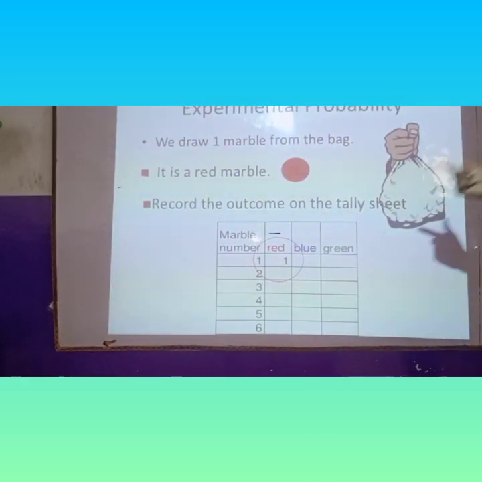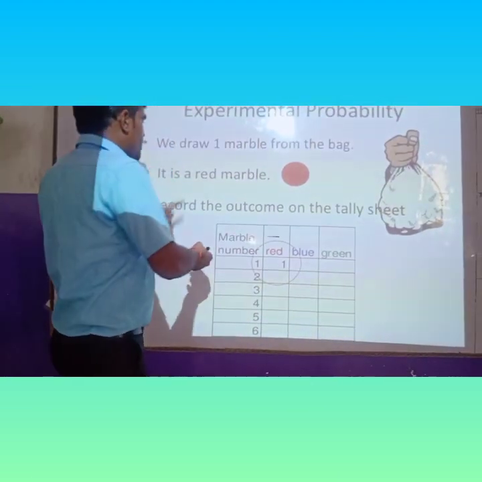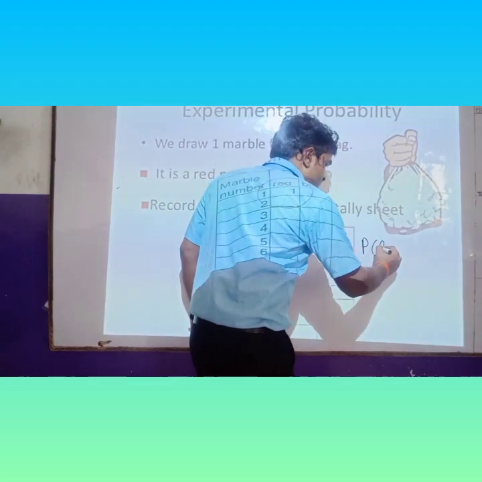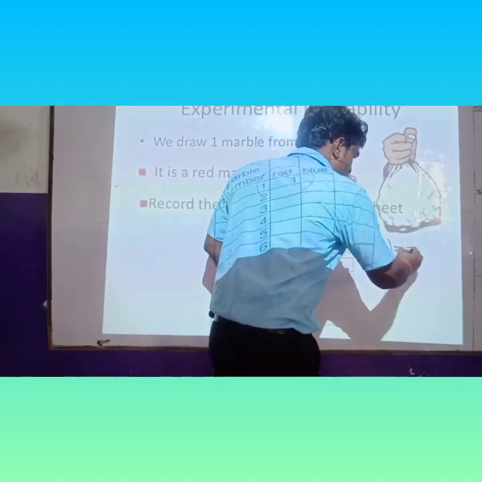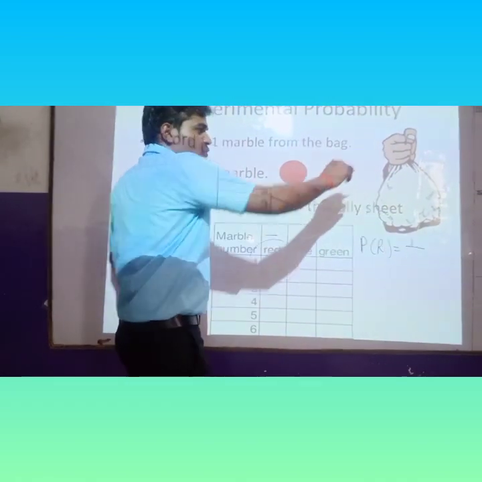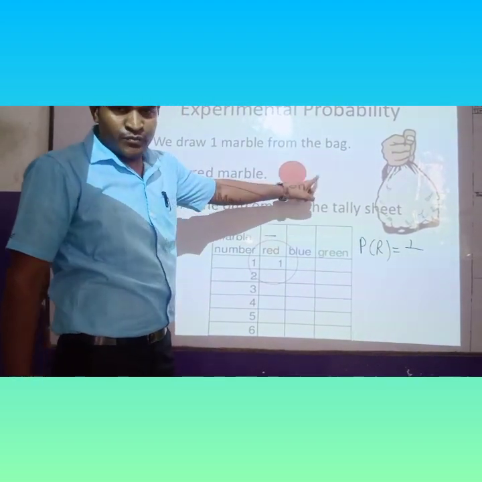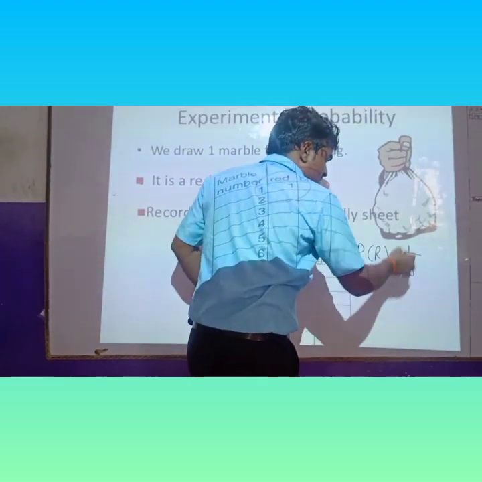The total number of marbles is 3. If the total is 3, what is the probability of the red marble? The probability of red, PR, is equal to how many marbles? There is one red marble. The total number of marbles is 3, meaning one red, one blue and one green. So the possible outcomes are 3.